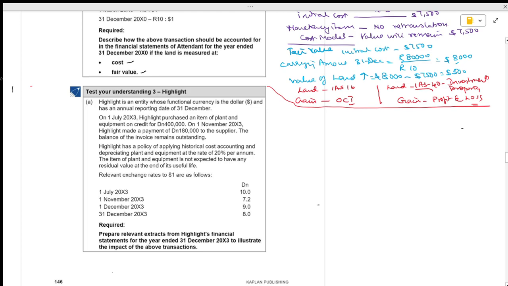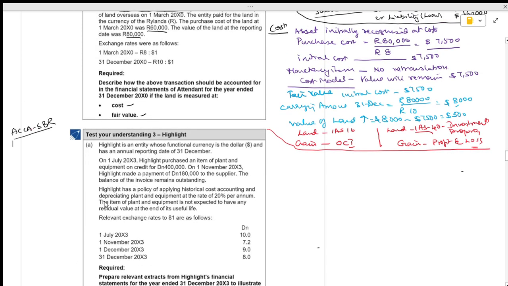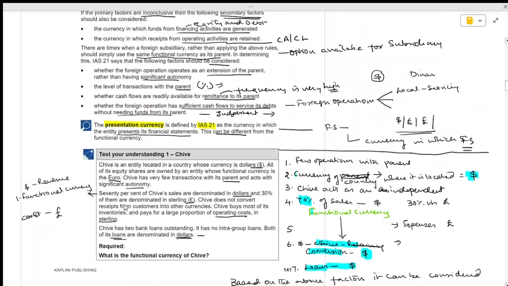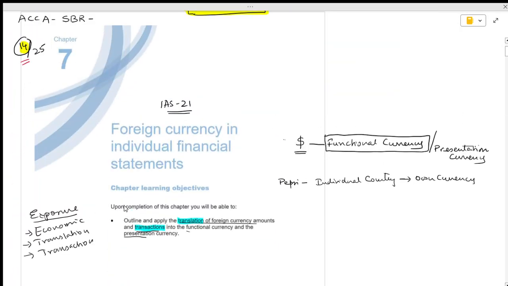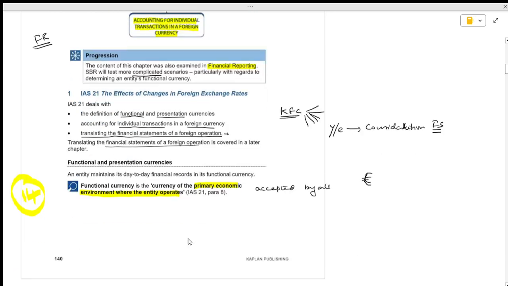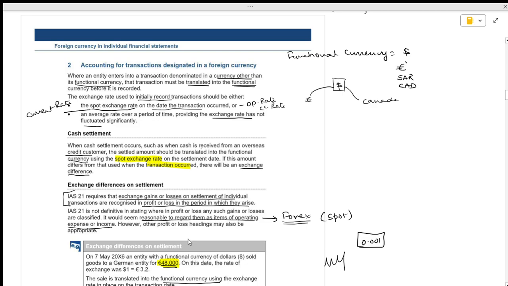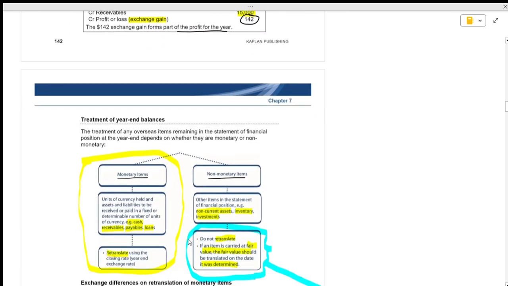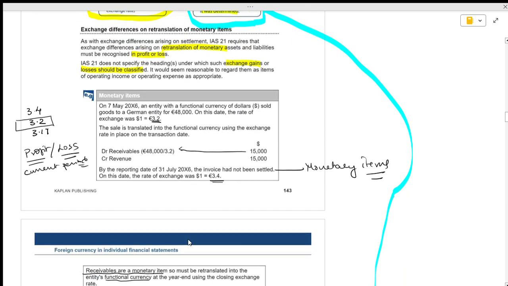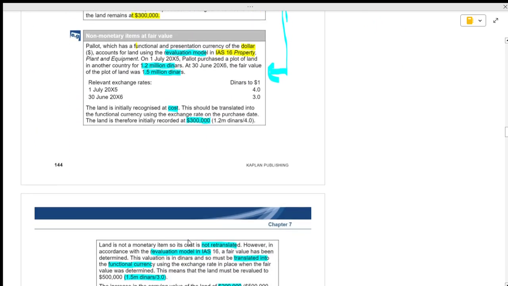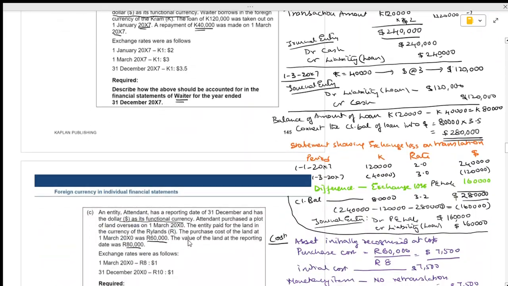Today we are going to continue from where we left off in ACCA Strategic Business Reporting. In the previous session we covered foreign currency in individual financial statements. Yesterday we covered the concept of foreign currency, what the functional currency is, what the presentation currency is, and monetary and non-monetary items, and how we have to deal with each of them.